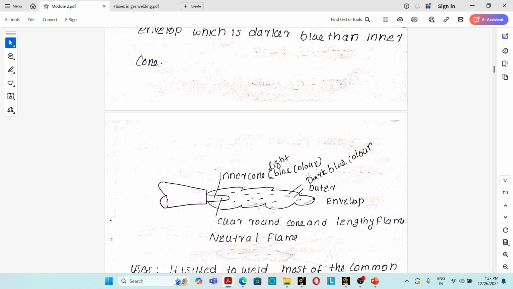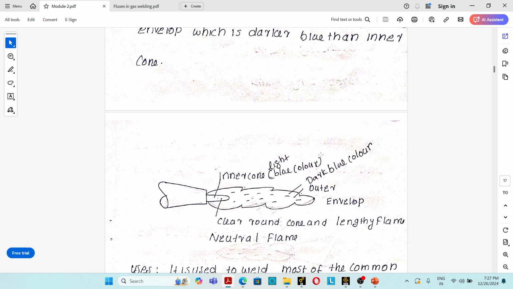In a neutral flame, oxygen and acetylene are mixed in equal proportions in the blow pipe. In a neutral flame, the oxygen to acetylene ratio is 1:1. The temperature of the flame is about 3260 degrees Celsius. That's the important point.